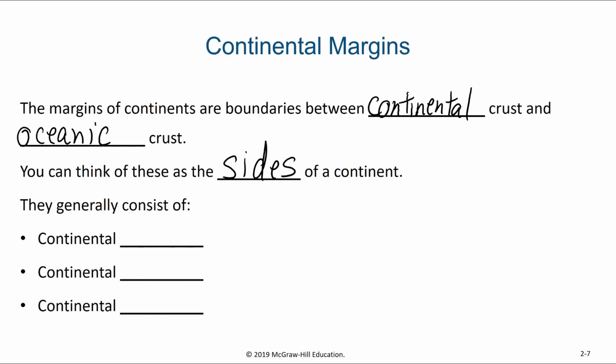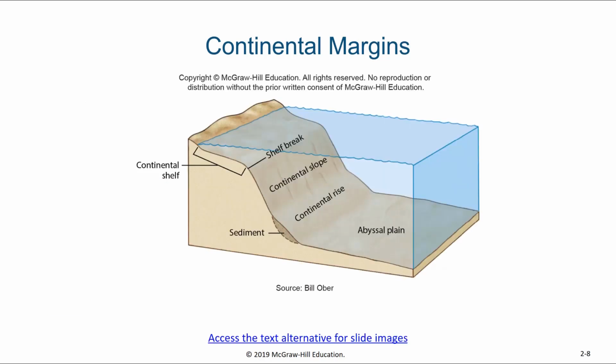These edges of the continent, these continental margins, generally consist of a continental shelf, the continental slope, and the continental rise. So looking at a diagram of these continental margins, we can see the continental shelf and then a shelf break that transitions to the continental slope, and then the continental rise down at the bottom of the continental slope as an interface between the ocean floor, the abyssal plain, and this continental margin.